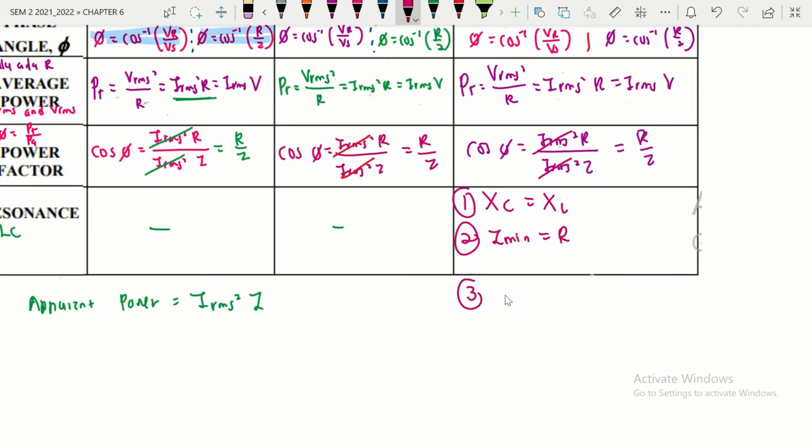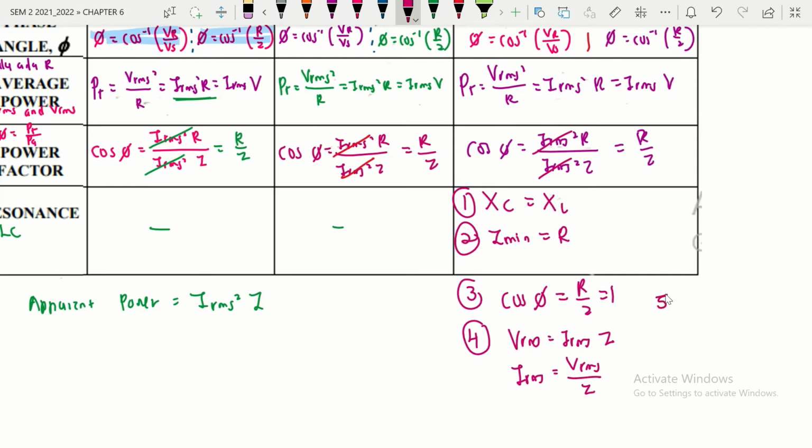Yang ketiga, you punya power factor akan sama dengan 1. So, bila soalan cakap power factor equals to 1, maksudnya dia adalah resonance. Maksudnya dia adalah gabungan circuit resistor, capacitor dan juga inductor. And then yang keempat masih sama, you punya VRMS equals to IRMS darab dengan Z, dan dia akan jadi IRMS equals to VRMS over Z.